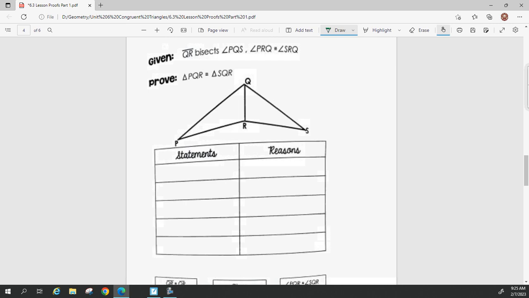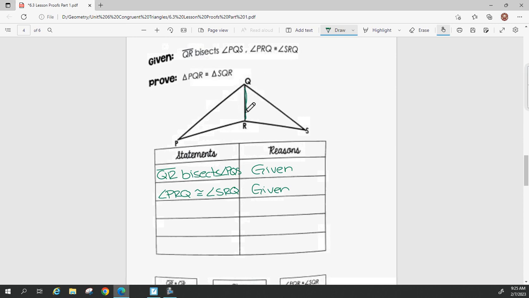So let me do one more. I am going to start by writing the statements that I'm given and the reasons that they are given before we start marking anything up. So now that I've written those down, we can mark up the picture with what that means.